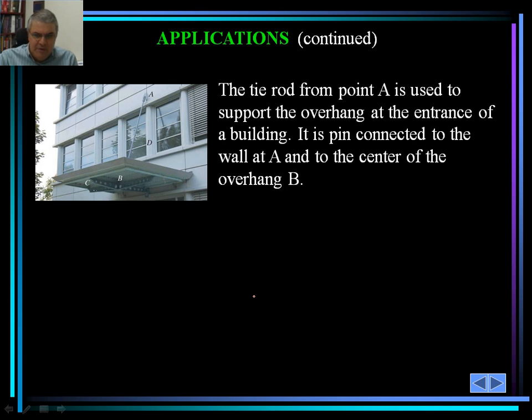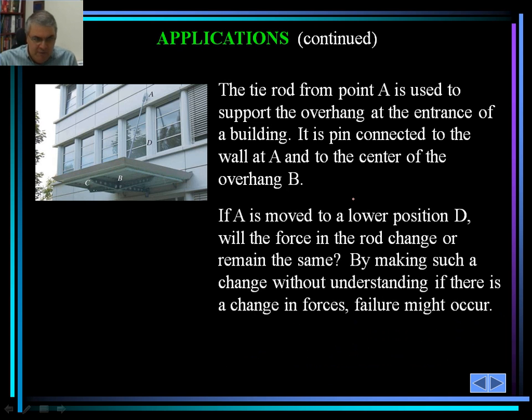For example, in this case, there's a tie rod from point A. It's used to support the overhang at the entrance of a building. I would never design a building like that, but some designer decided to do that. It is pin connected to the wall at A and to the center of the overhang B. Now, why wouldn't I design something like that? Because there is no redundancy here, and I'm not very comfortable with systems that don't provide much redundancy. But this is a decision of, I'm sure, the engineer involved in the process.